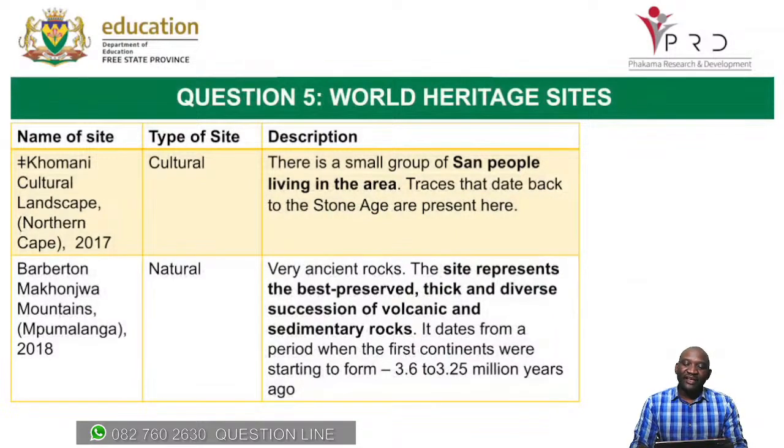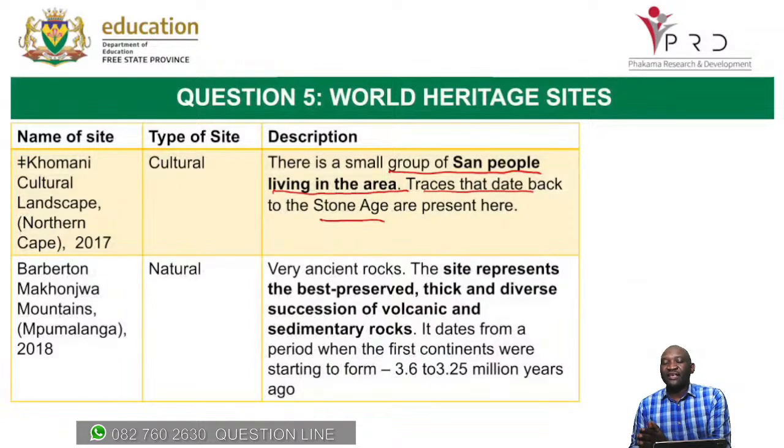And then we have Komane Cultural Landscape, the one that I showed you, which is closer or in the border of Namibia, as well as Botswana. We have a small group of San people that are still living in the area, and they trace back to the Stone Age as well. And they're also still living their primitive lifestyle. They've not been diluted or westernized in a way. They are still living as their forefathers have been living in that area. And this area has also been identified as very important to South Africa and to the whole world, and it is a World Heritage Site.